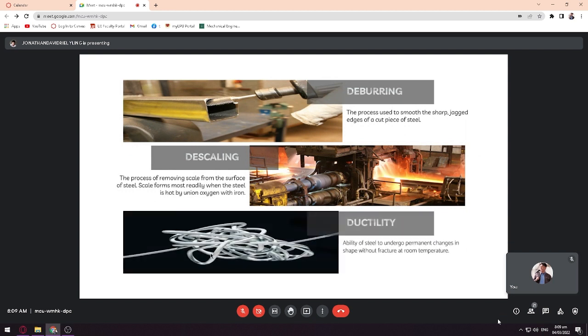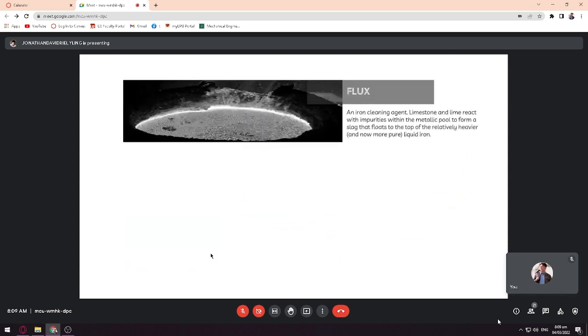And ductility: the ability of steel to undergo permanent changes in shape without fracture at room temperature. And flux, an iron cleaning agent. Limestone and lime react with impurities within the metallic pool to form a slag that floats to the top of the relatively heavier and now more pure liquid iron.